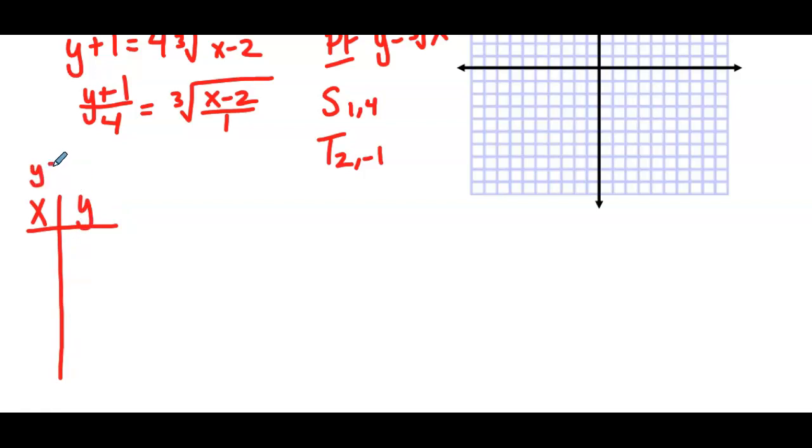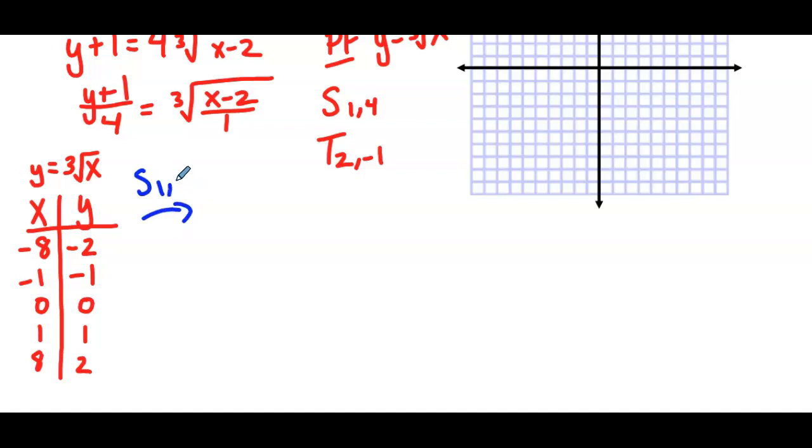Okay, so y equals the cube root of x. We want perfect cube inputs, so negative 8, negative 1, 0, 1, 8. So the cube root is negative 2, negative 1, 0, 1, 2. And then we are going to scale by a factor of 1, 4. Follow that with a translation of 2, negative 1.